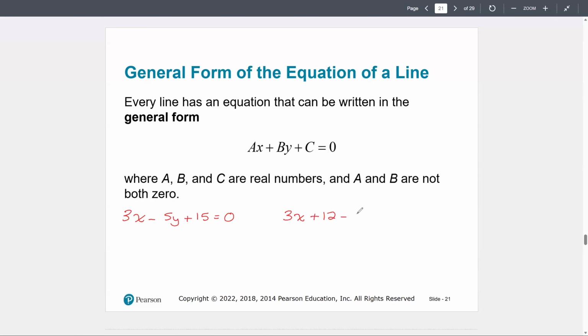Plus 12 equals 0. I can have the y component there and the x component gone. So I can have 4y minus 18 equals 0. Any of these forms is going to be the general form for a linear equation. That's what it means that a and b both cannot be 0. Just one of them has to be something other than 0. We have to either keep the x or keep the y variable.